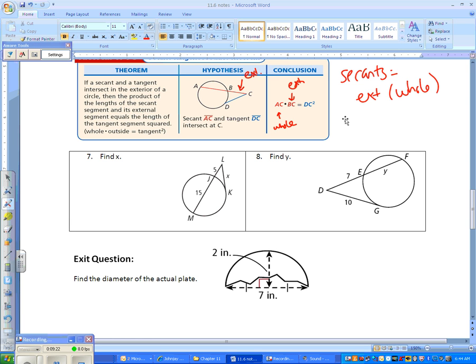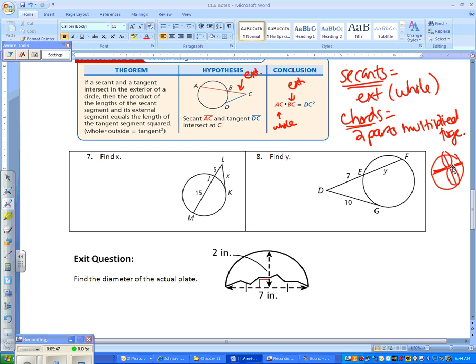And what did we learn about chords? Chords, it's the two parts multiplied together. This is what I would write down for my notes because this is going to be an easy way to remember. Secants, you multiply the external times the whole. Chords, you just multiply the two parts together. So for example, if it was like this, you would multiply this part times this part equals this part times this part.